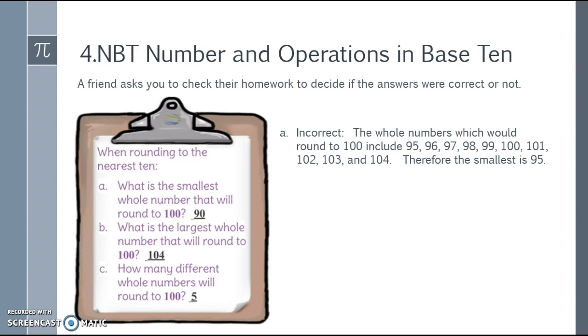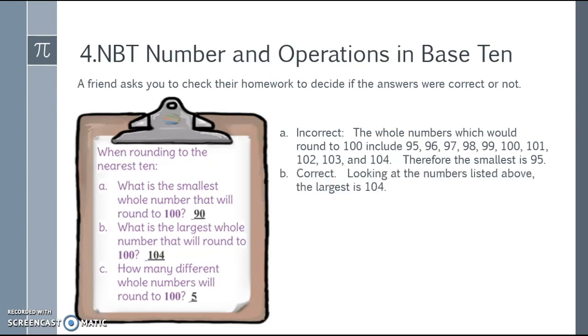Part A is incorrect. The whole numbers which would round to 100 would include 95, 96, 97, 98, 99, 100, 101, 102, 103, and 104. Those are all the numbers that would round to 100 when rounding to the nearest 10. Therefore, the smallest is 95.